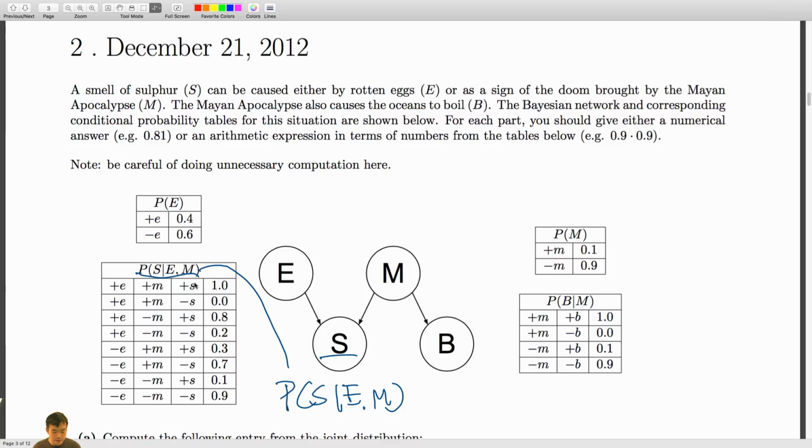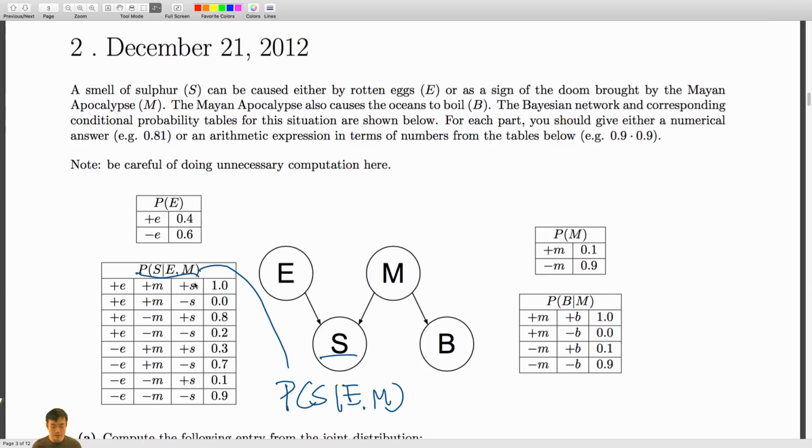Another tip is that if you join over all the factors for each of the variables, you're going to end up with a joint factor. In this case, it will be the probability of E, S, M, and B. And from this joint factor, you can compute any other factor you would like.